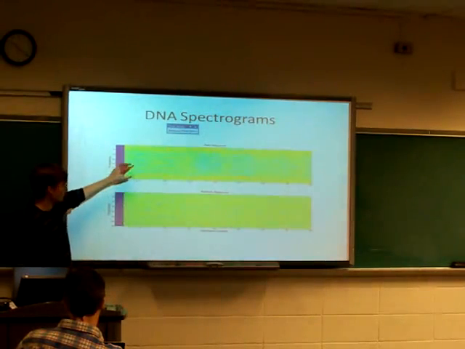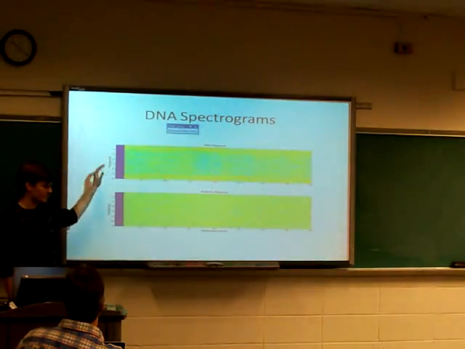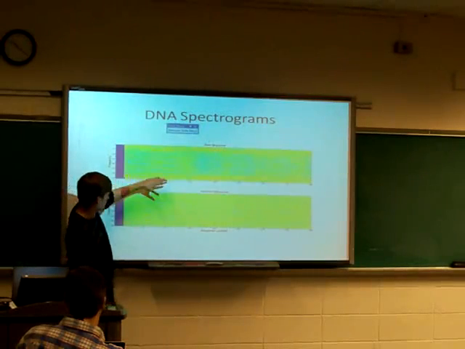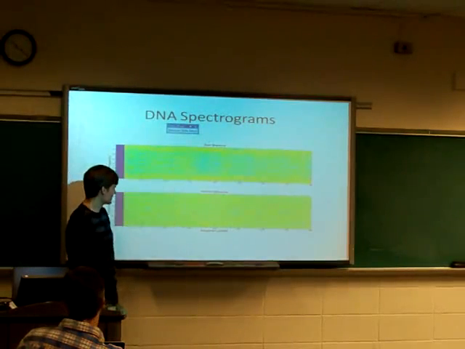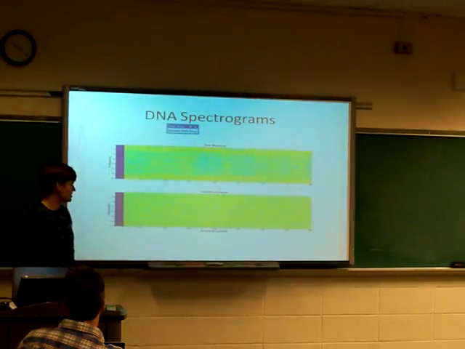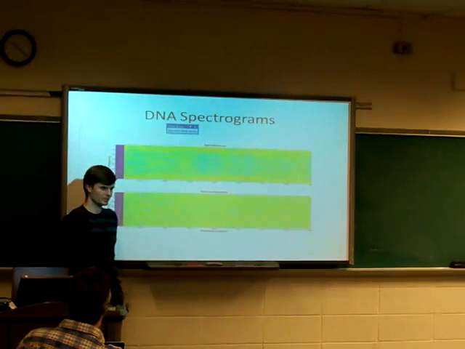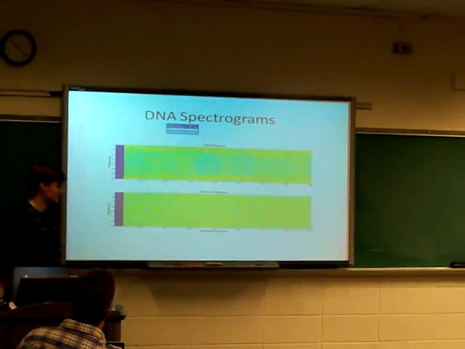So the top one is a real sequence. This is a sequence that actually contains exons. The bottom one is a random sequence. I just generated the nucleotides randomly, so there shouldn't be any protein coding regions. In the top and bottom, there's a lot of mishmash of signal. It doesn't really contain any positional information about where the exons and introns are.